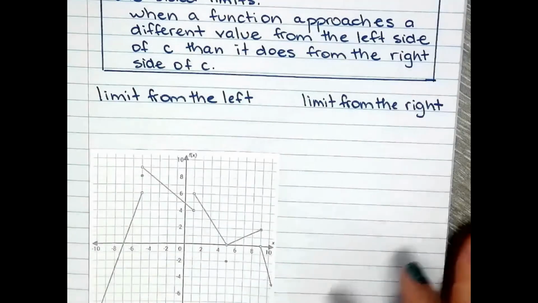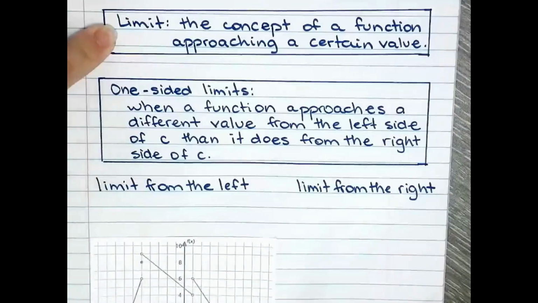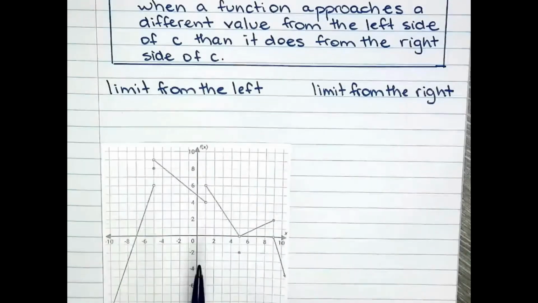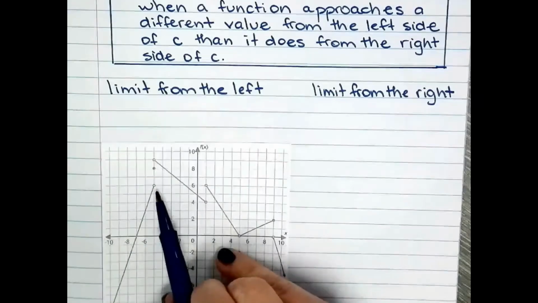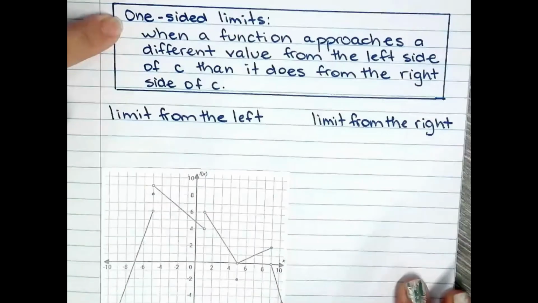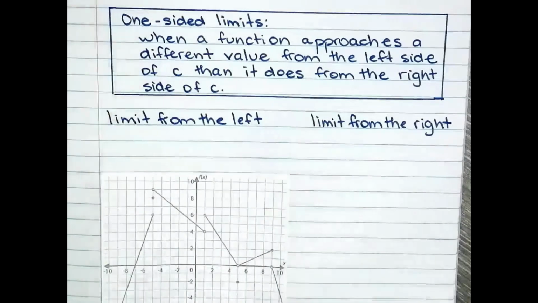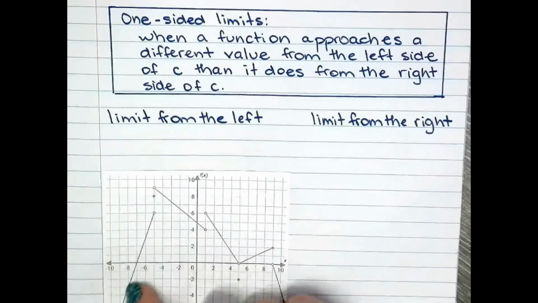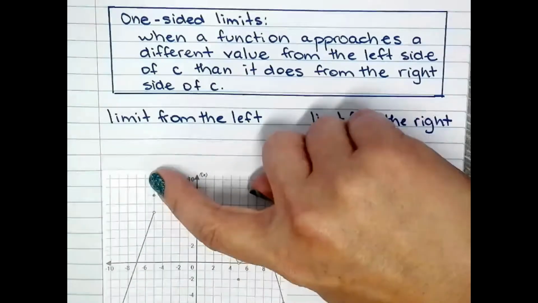Right then and there, in those 30 seconds, I was able to cover a couple of topics. The limit is the concept of a function approaching a certain value. It doesn't matter what the value is, the question is going to give you. You just need to think about approaching that number where you get really, really close to that number, but not really that number. And the one-sided limit is when a function approaches a different value from the left than it does from the right. That's just a little quick example I gave you when we were approaching -5. From the left is a different value than when you were approaching from the right.